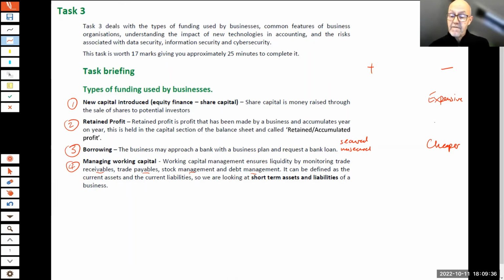Retained profit obviously is the cheapest form of finance, because if you are living frugally and keeping money in the business and not taking it out and spending it, it's not costing you anything. You're not having to pay interest on it. You're not having to pay charges on it. But of course, it's probably the most difficult one, because you have to make a substantial profit in the first place to be able to do that.